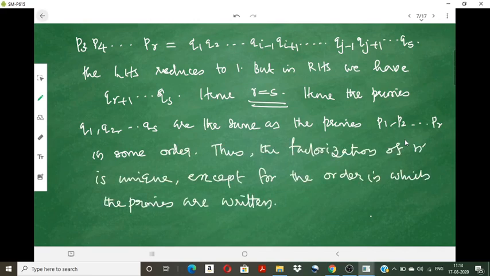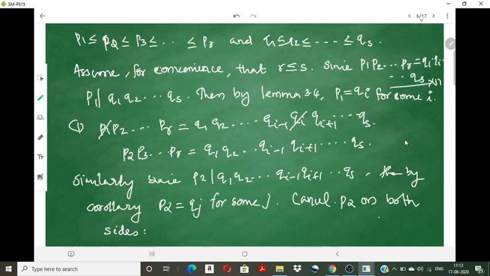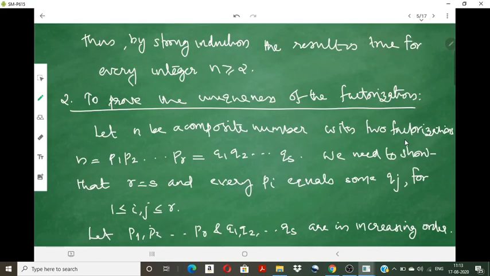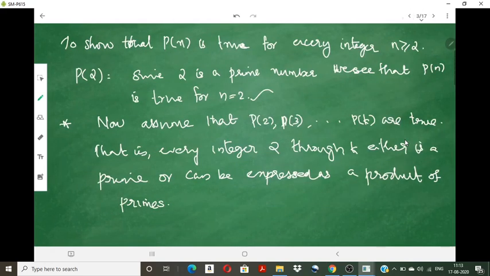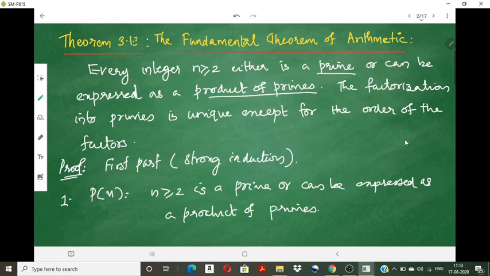Thus, the factorization of n is unique, that is, except for the order in which the primes are written. So this is the fundamental theorem of arithmetic. It's very important. The proof is also very important. So study well. This result contains two parts. In the first part, we have to prove any integer greater than or equal to 2 is a prime or can be expressed as a product of primes. And in the second part, we need to show that such an expression is unique. That means we can express any integer n as a product of primes in a unique way.